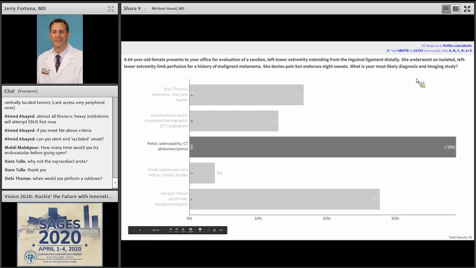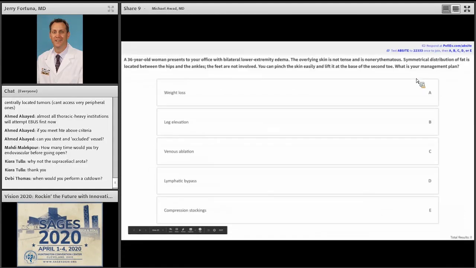It's not lymphedema tarda, so that's not going to help you. You don't want to worry about the superficial system, so D's not an answer. And Stewart-Treves is not a primary lymphatic problem, so that doesn't go together. So really, you want to go back to where the money is and what her prior diagnosis is, and do that with the CT of the abdomen and pelvis to see if you have external compression on the iliac vein. That's the best pathway to tease this out. A little bit of a hard question.